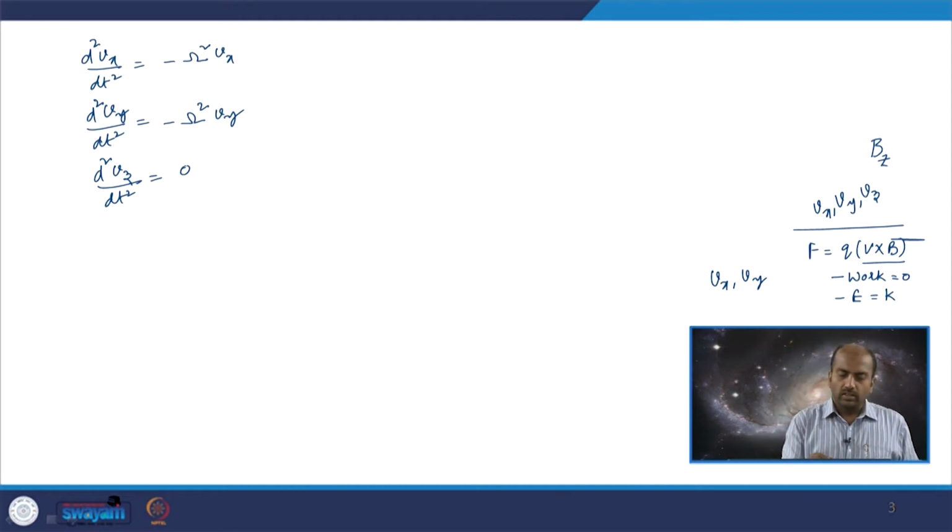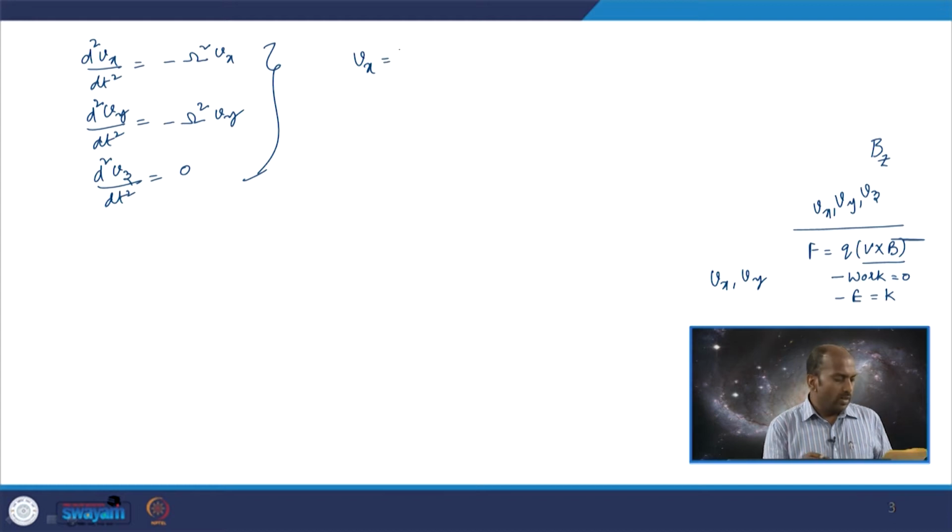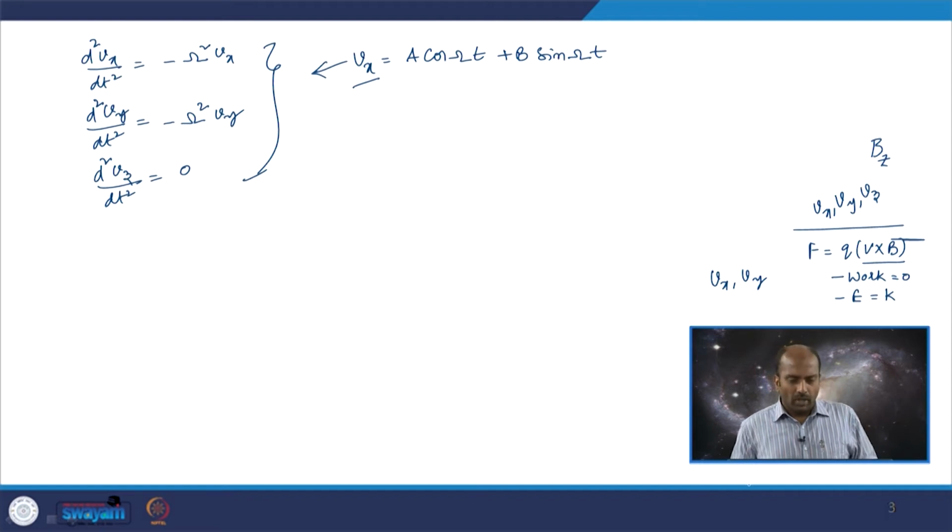Now, we have also seen that these second order differential equations can take a simple harmonic solution such as Vx as a cos omega t plus b sin omega t. If you take a double derivative of Vx and substitute it into these equations, we will get the same. We will realize that this equation satisfies the second order differential equation. Now, we have to find out the values of these two constants a and b.